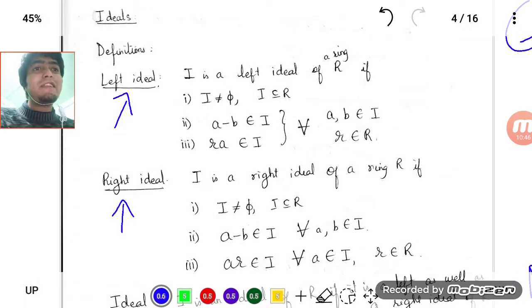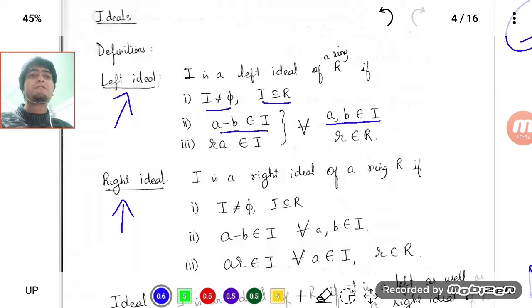I is a left ideal of a ring R if it is non-empty, it is a subset, a minus b belongs to I for all a, b belongs to I, and ra belongs to I for all a belongs to I and r belongs to R. Okay, do not worry, when we are doing examples, you all will understand better.